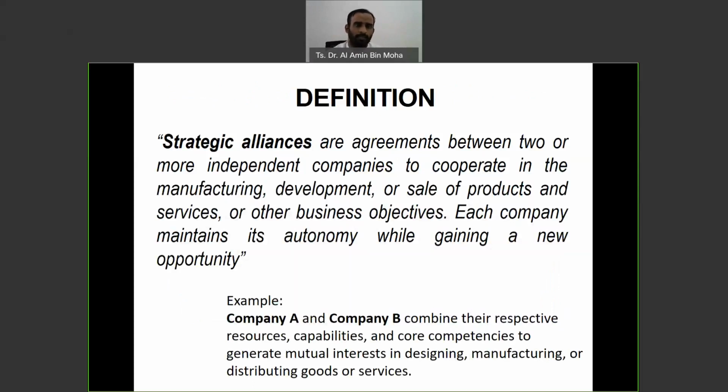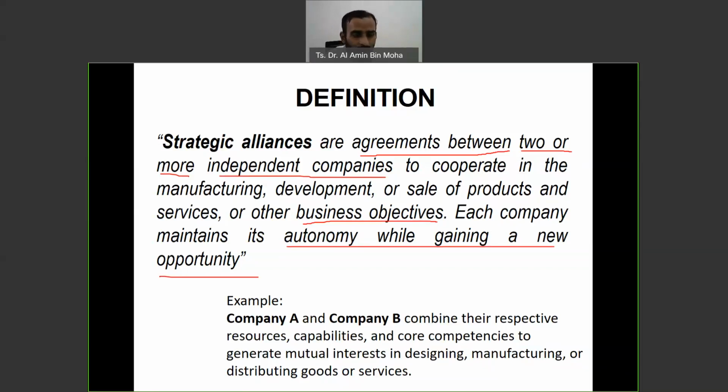As stated here in the slide, strategic alliances are agreements between two or more independent companies to cooperate in the manufacturing, development, or sale of products and services or other business objectives. Basically, it's based on mutual interest, based on the business objective. Although they are working together, cooperating, each company maintains its autonomy while gaining new opportunity.